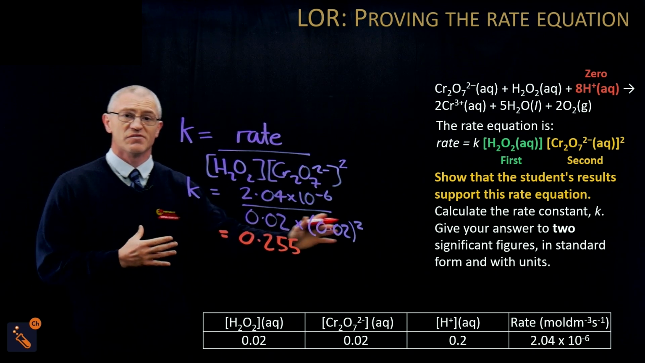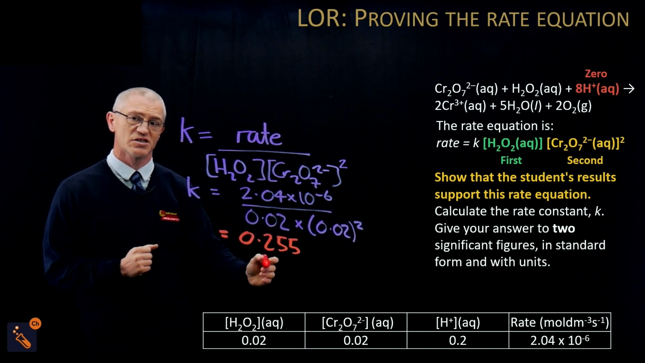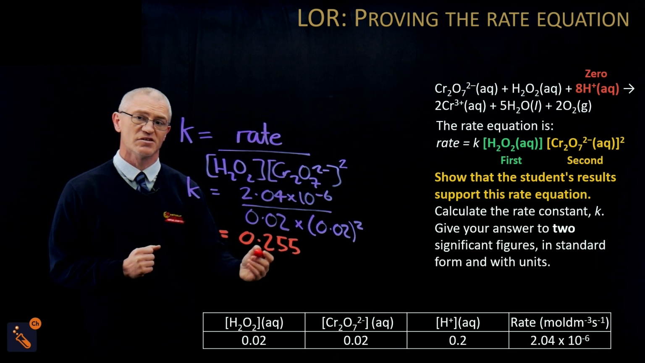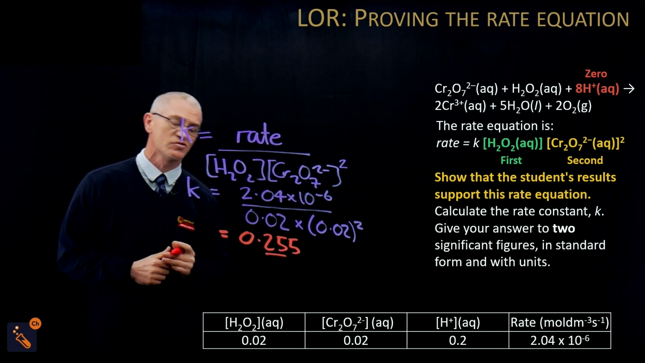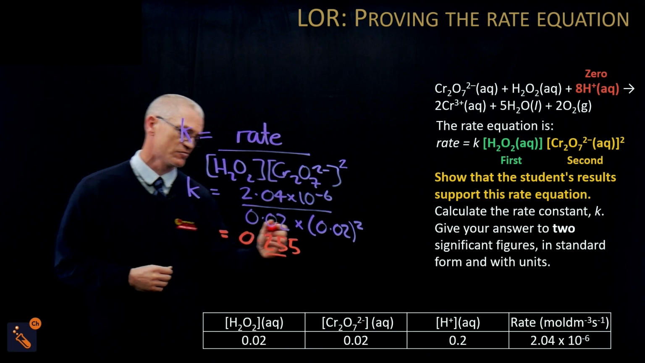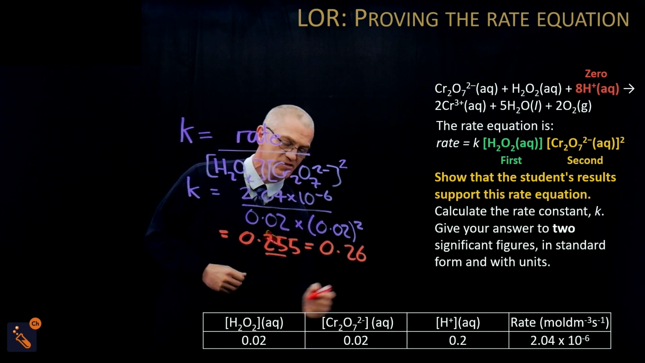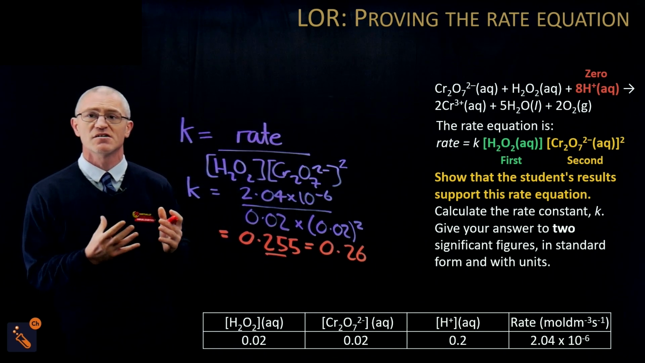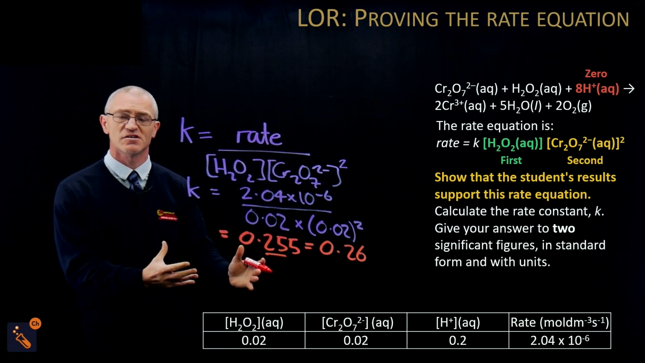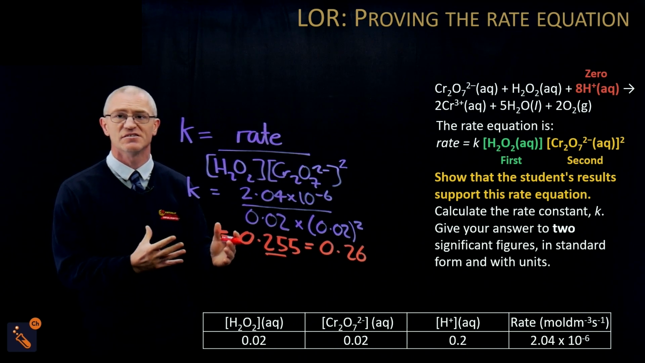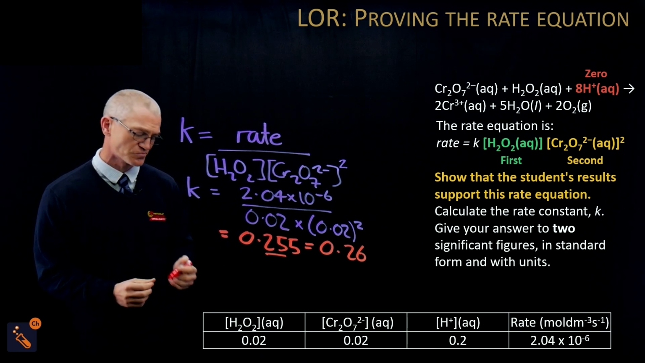Question though, if you go over here, it says two significant figures. So two significant figures means I need to round, and I only need two of these. So there's your 2 that you've got there. So that needs to round, and that will go 0.26. So we've got our K, and we've done our calculation. We need to now do our units.